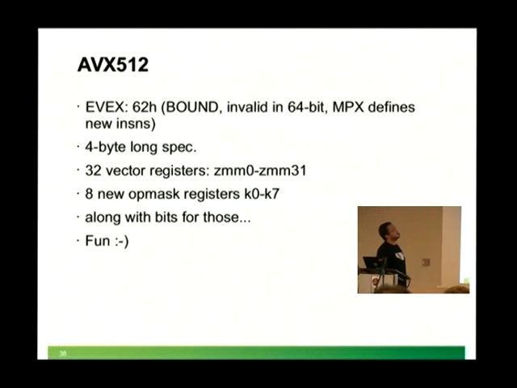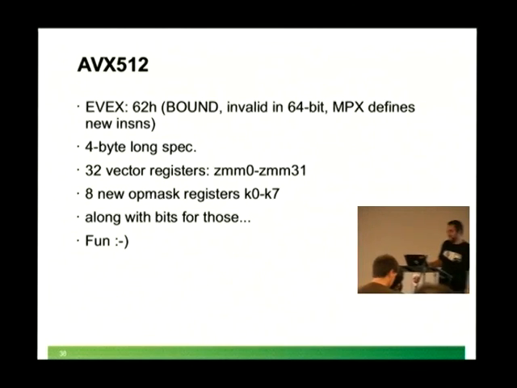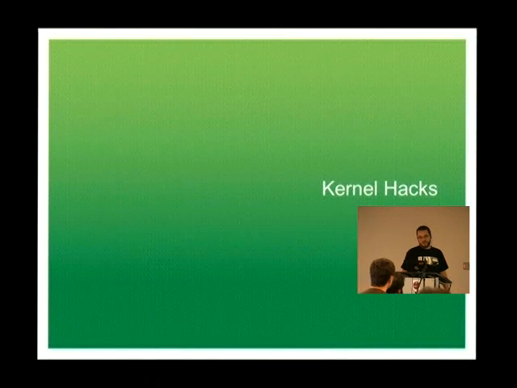Okay, then there's AVX-512, another prefix, 62, which is the bound instruction. It's invalid in 64-bit. It's a 4-byte long specification of opcodes. It has 32 registers, and those registers are 512-bit. It has additional mask registers, K0 to K7, and it's a lot of fun. Okay, that's the encoding, roughly. I mean, you can say a lot more about it, but this is roughly how it looks, more or less. Now, on to kernel hacks.